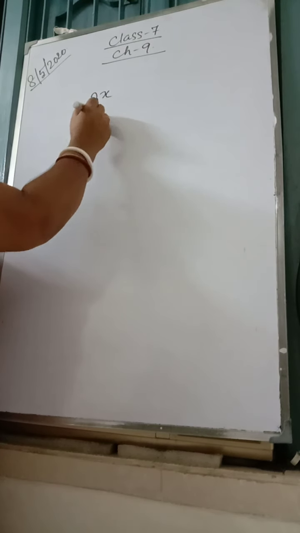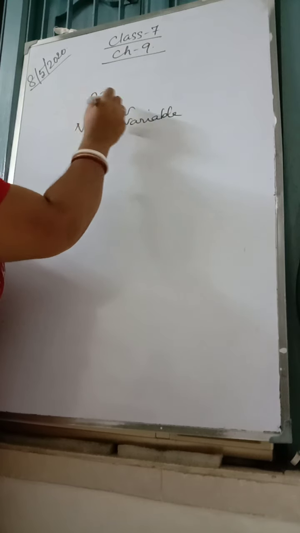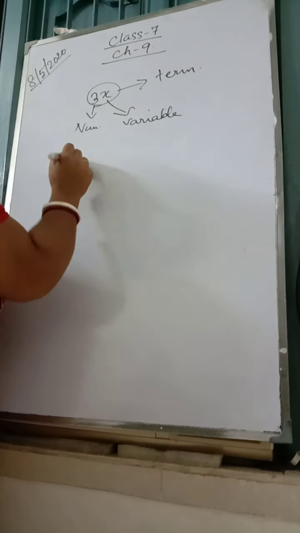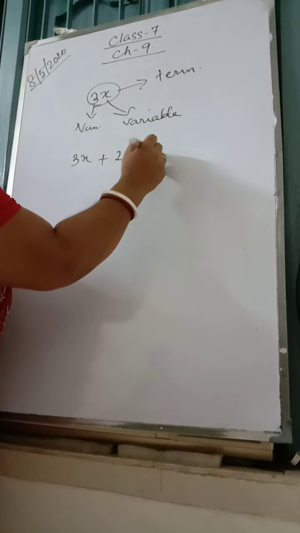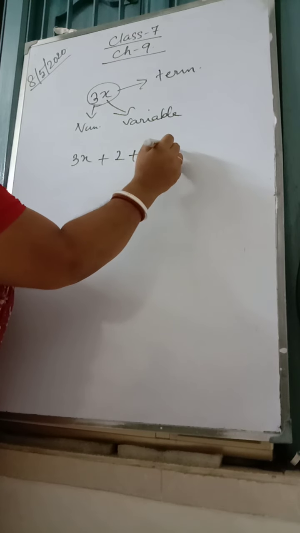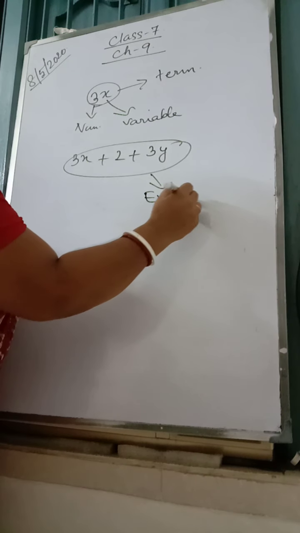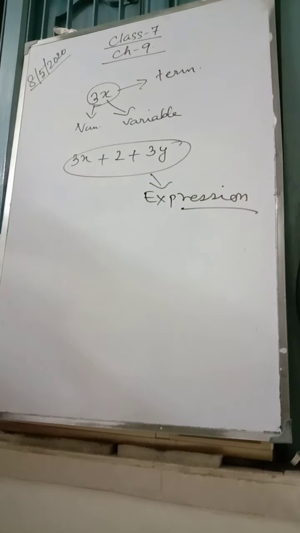3x, where 3 is a numeral and x is a variable. So together they form a term, and when these terms are put together, they are forming expressions. So we are going to read about expression. Okay. Now you just come to the exercise.